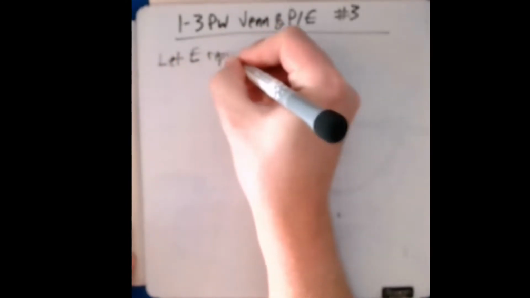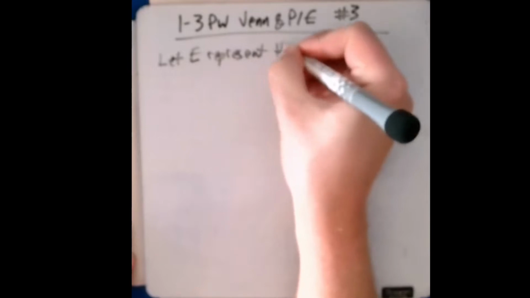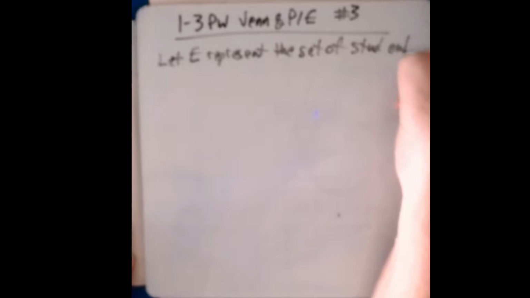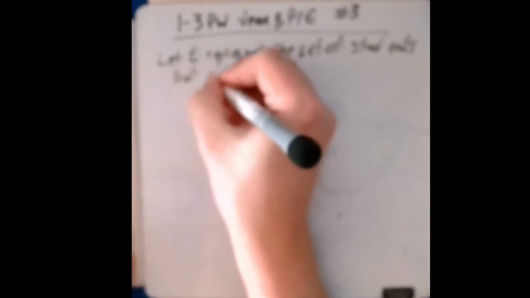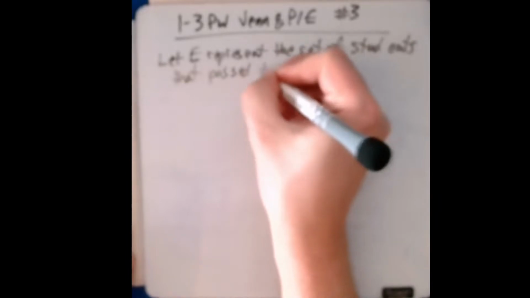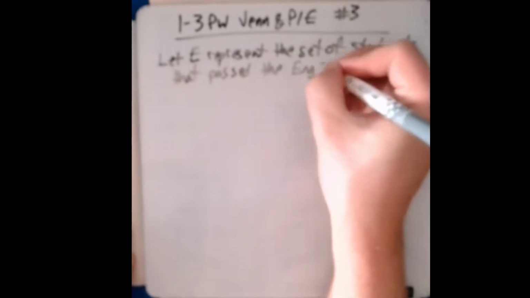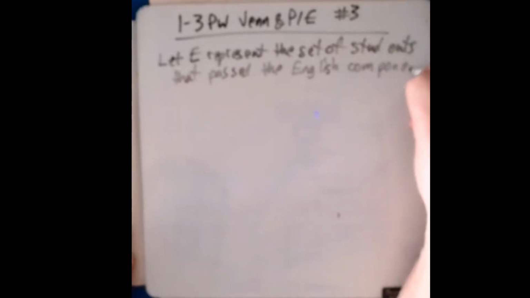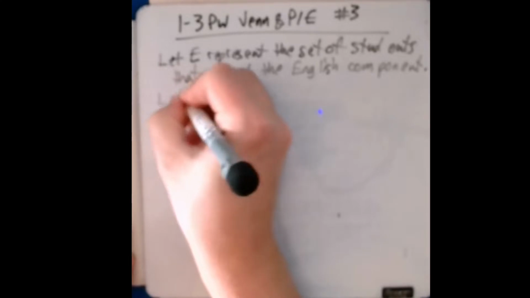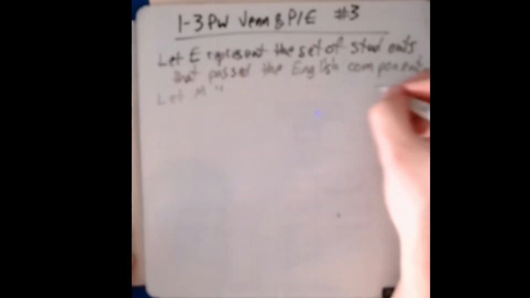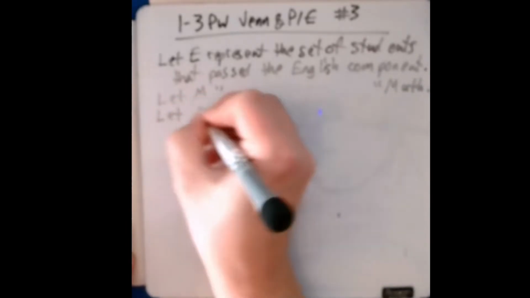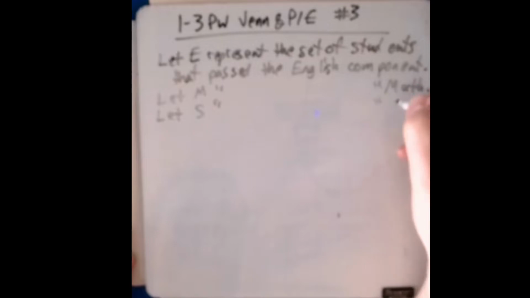So I'm going to let E represent the set of students that passed the English component, and then I'm going to cheat a little bit for the sake of time. Let M represent all the students that passed the math component, and let S represent the set of students that took the test.